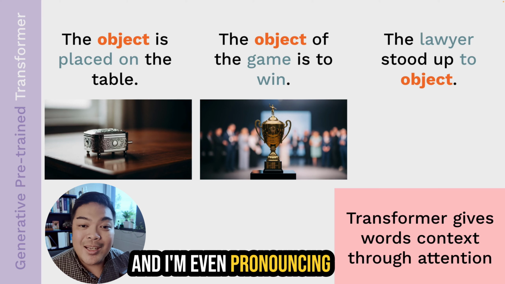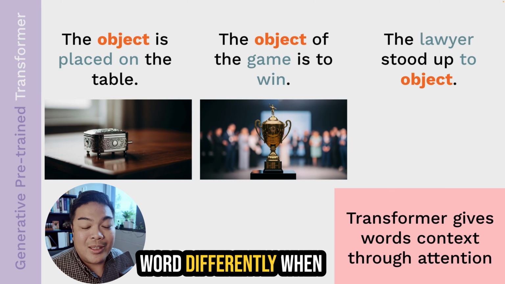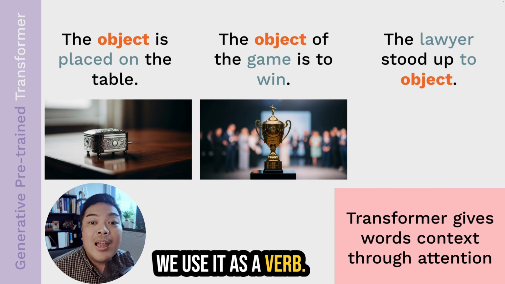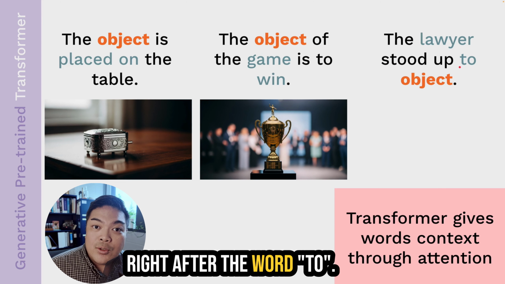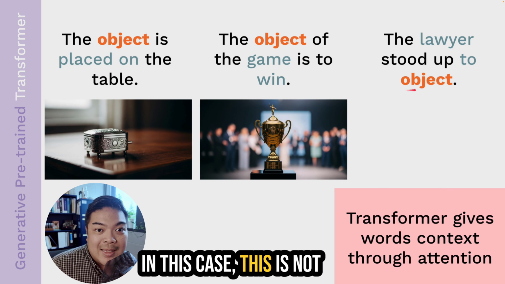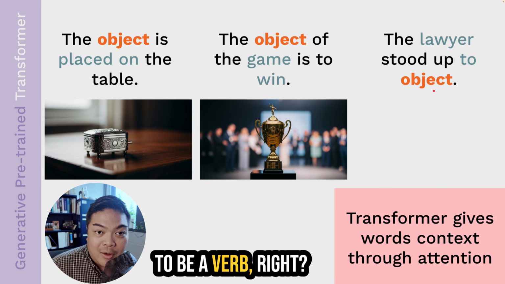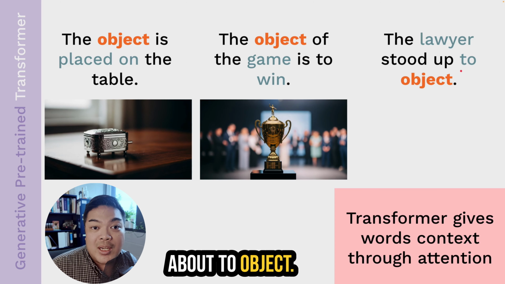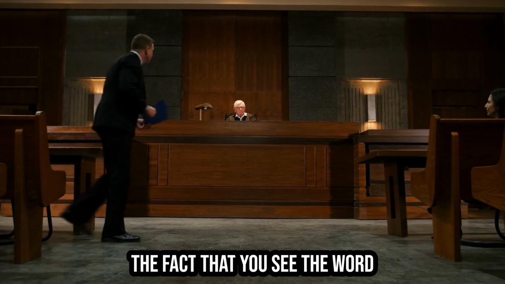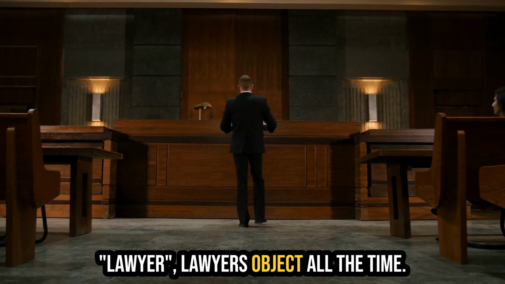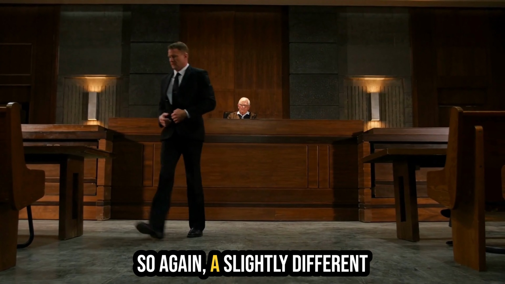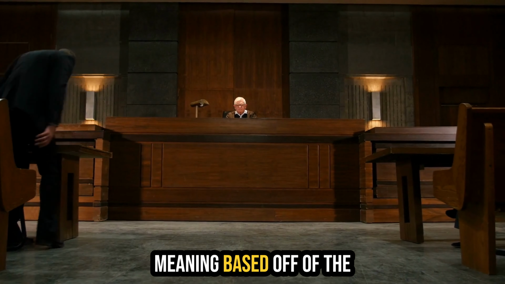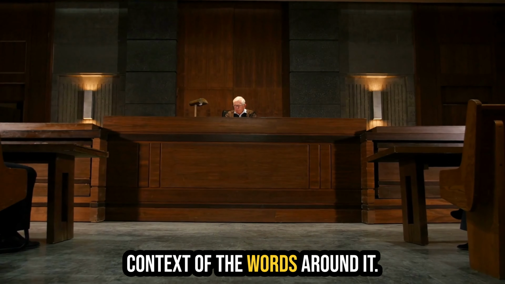And I'm even pronouncing it differently because we pronounce this word differently when we use it as a verb. How do you know it's a verb? Well, first of all, it comes right after the word to. In this case, this is not a noun, this is going to be a verb. So now we're talking about to object. Also, the fact that you see the word lawyer, lawyers object all the time. It's one of the words we associate with lawyers all the time. So again, a slightly different meaning based off of the context of the words around it.